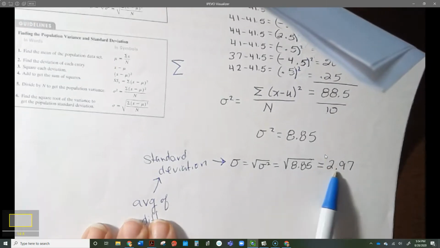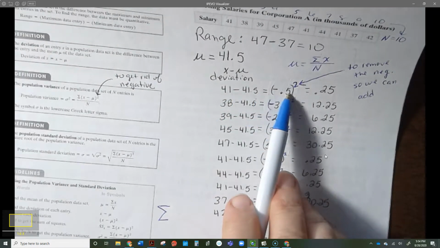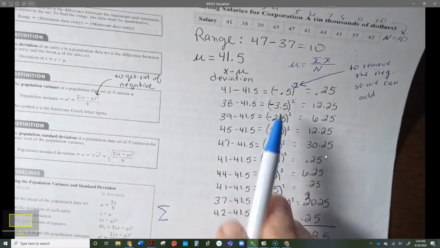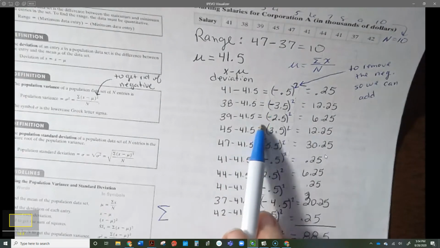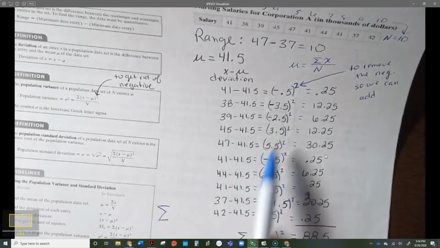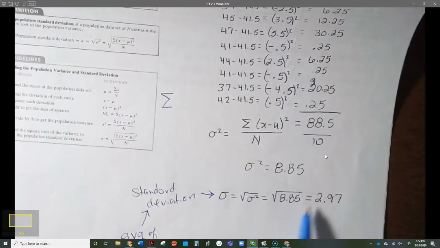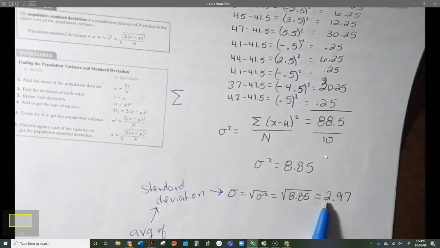So if we added up all these differences, think of these as horseshoes. This one landed real close. This one landed 3.5 units away, 2.5 units away, 3.5 units away, 5.5 units away, half a unit away. If you added all those differences up and ignored the signs, the average distance away from the spike was 2.97. So it's about 3. So most horseshoes landed about 3 units away from the spike. That's what that's telling us, okay?